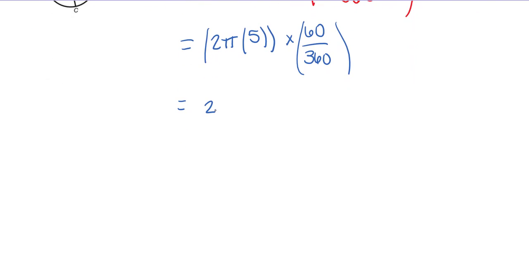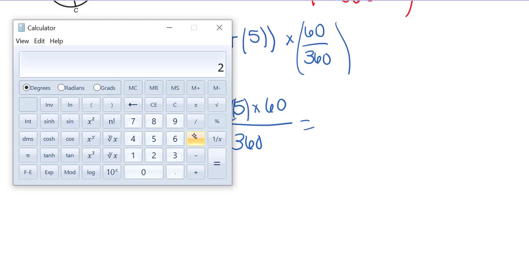So we get 2 pi 5, and this is all multiplied times 60, and then we can just go ahead and divide everything by 360. So if we were to do that, this 2 pi times 5, well, that means we're going to do 2 times pi times 5 times 60. And what do we get? Well, we get 1,884.96, as we're going to round to the nearest hundredth.